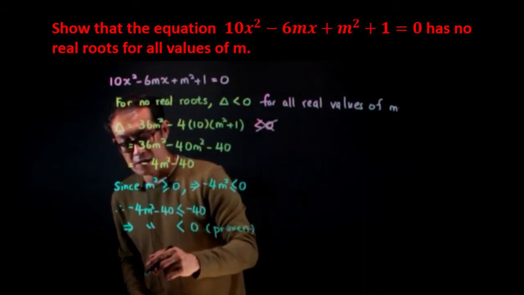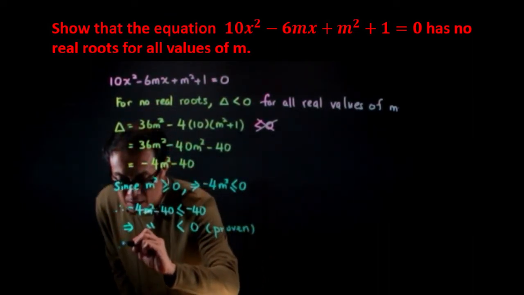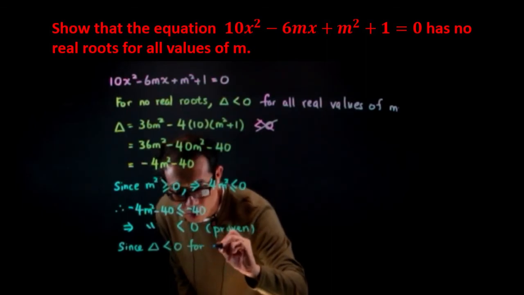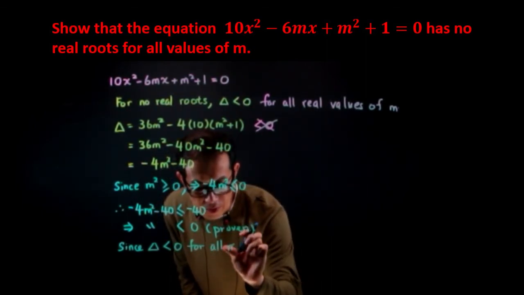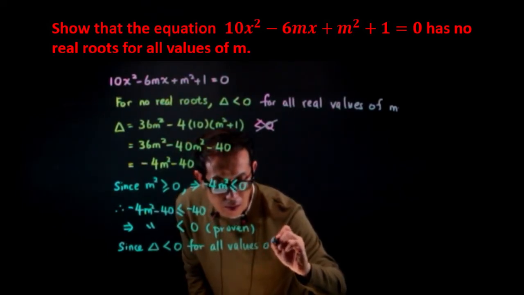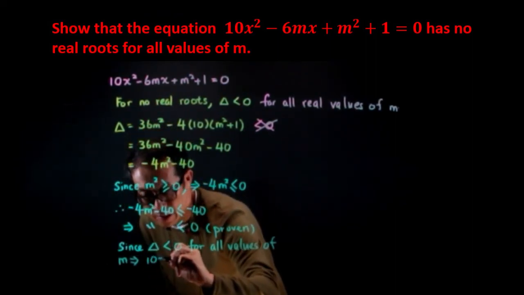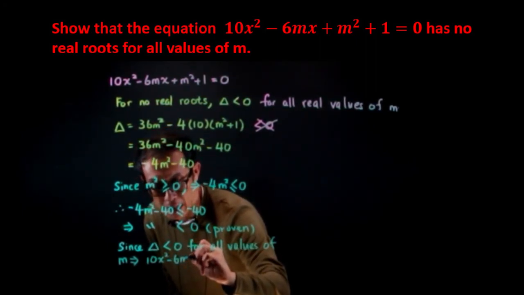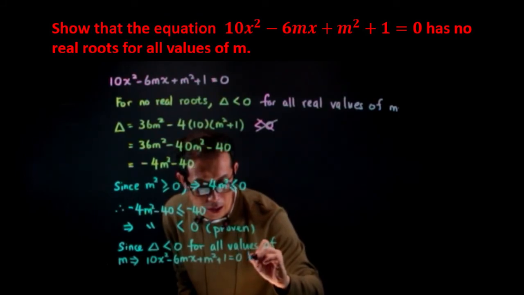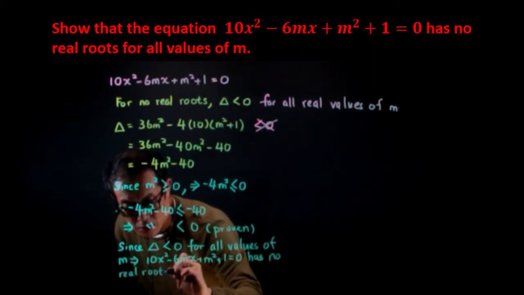You may want to add a statement. Therefore, since the discriminant is less than 0 for all values of m, it implies that 10x squared minus 6mx plus m squared plus 1 equals 0 has no real roots.